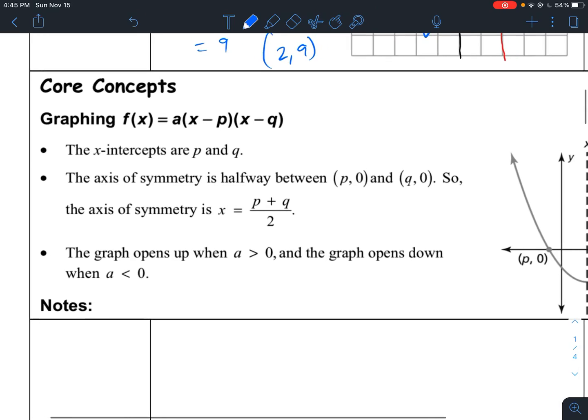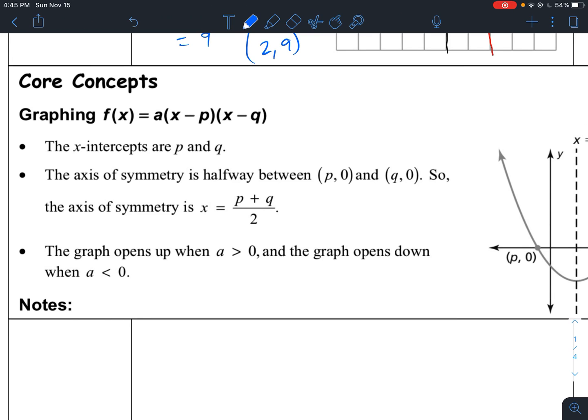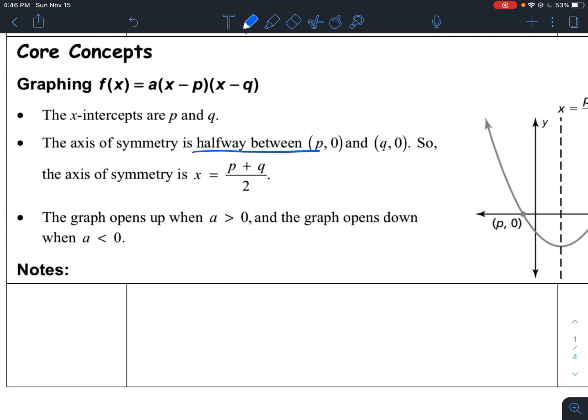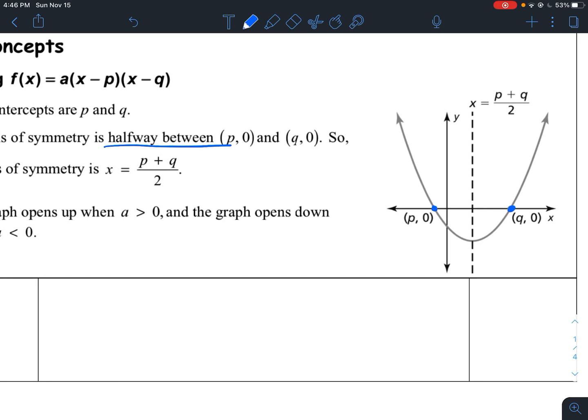This right here is just a summary of what we've just learned. So we know that these are what we call intercepts. Notice that this is minus and this is minus, so the intercepts are both positive. If you had positive p, that would mean this would be negative p. If this were positive q, this would be negative q. These are the intercepts because you have to use the zero product property and solve for x. And then the axis of symmetry, again, is halfway between the points. So here's the point, and here's the point, and here's the axis of symmetry.